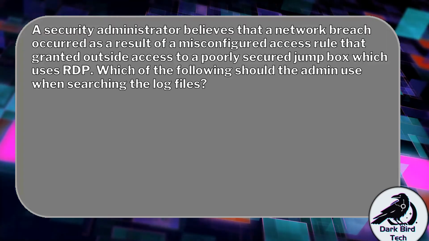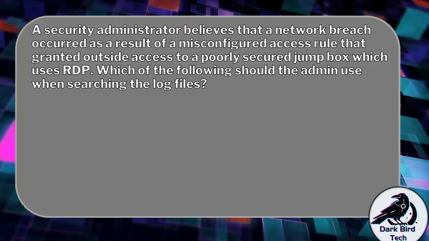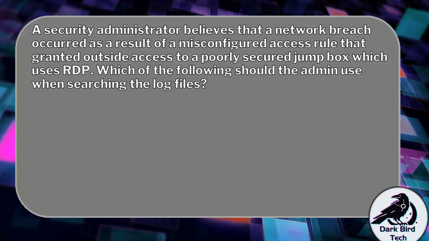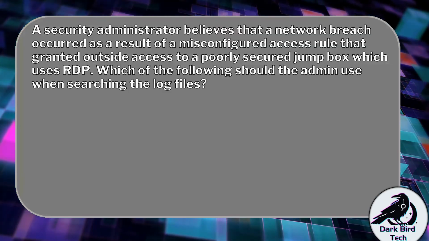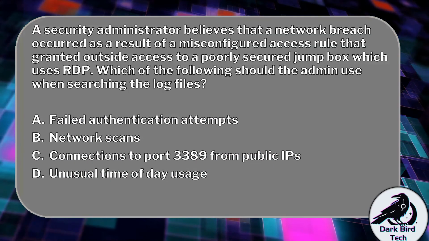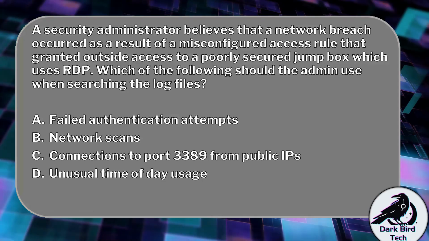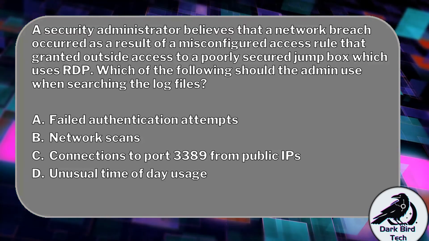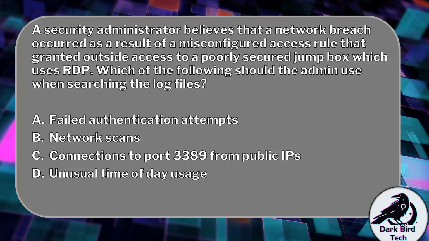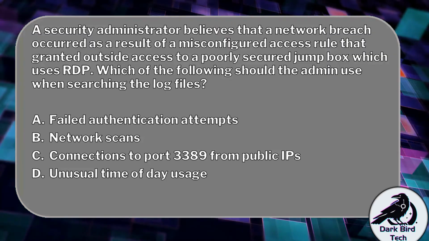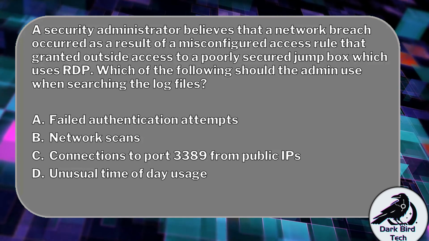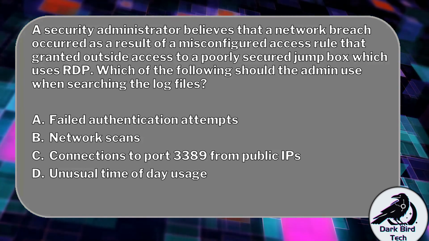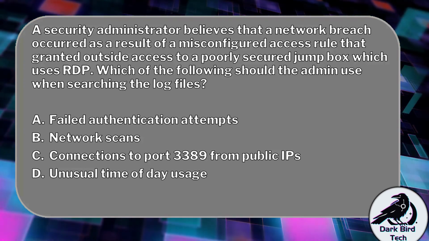So I'll let you think about what kind of search criteria the admin could use. Think about the options you want to see. Pause if you want to. Otherwise, our options are failed authentication attempts, network scans, connections to port 3389 from public IP addresses, or unusual time of day usage. So let's see. All of these are pretty decent options, to be honest.